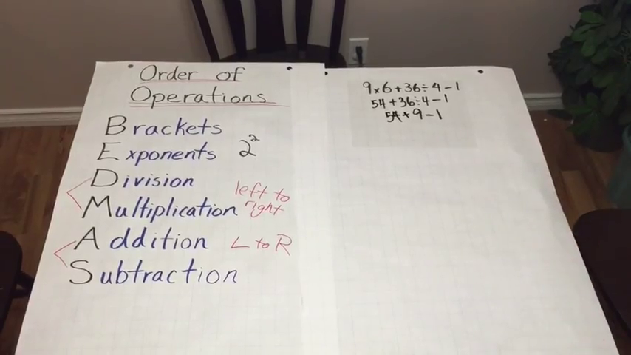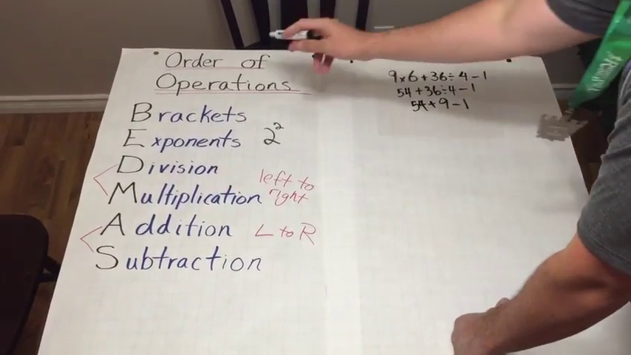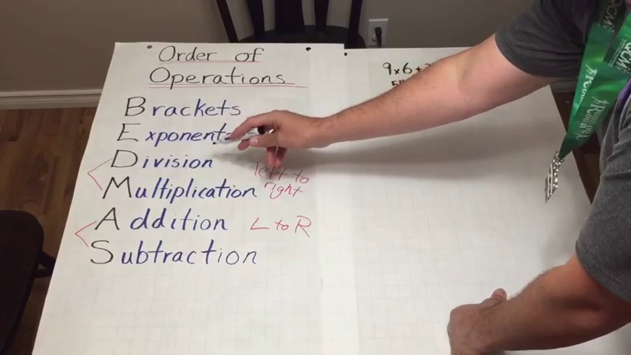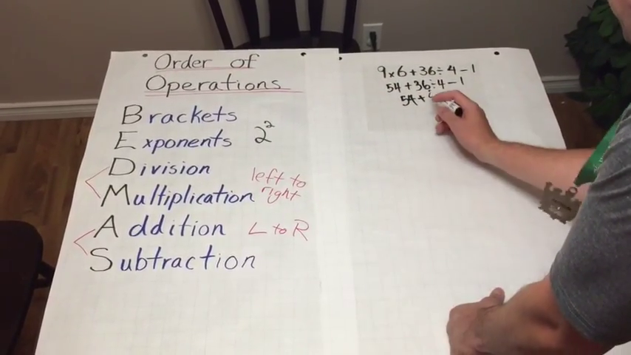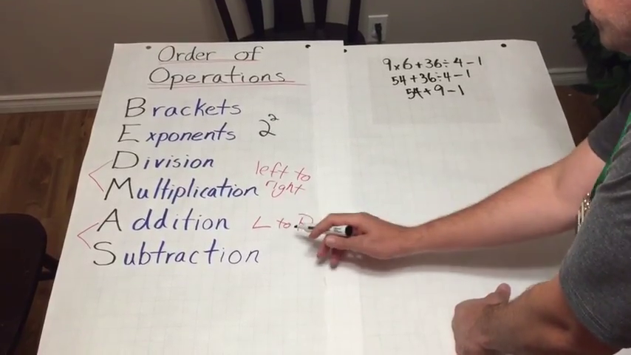Okay, so let's keep working our way through this here. Order of operations: brackets, exponents, division, multiplication, we're all there. Now we're on to addition and subtraction. I have an addition and a subtraction here. I work left to right.